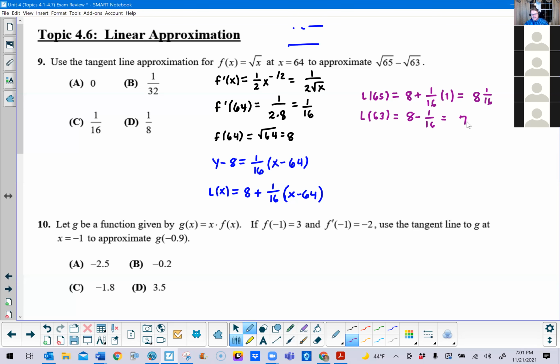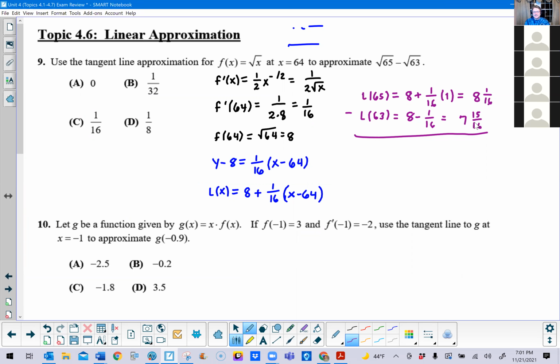7 and 15/16, right? Okay, this is probably the hardest part of the problem without a calculator. And now you just subtract these 2. We could just work it like that. Oh, goodness, this takes you back to some wonderful memories, doesn't it? 1/16 minus 15/16. We can't do that, can we?